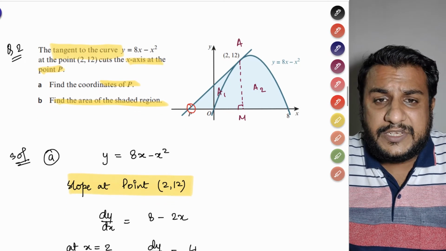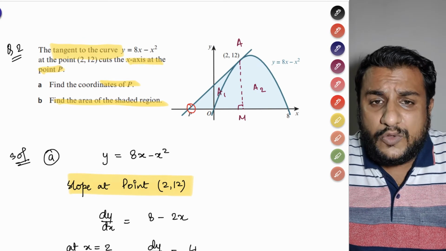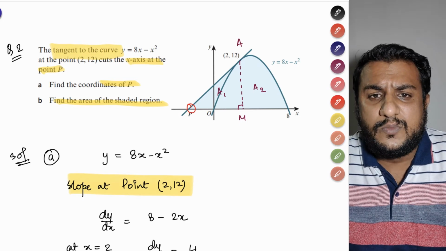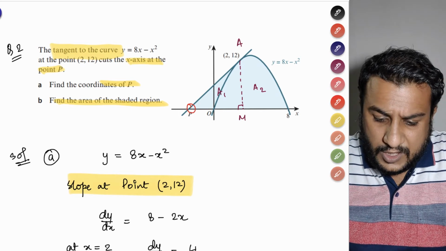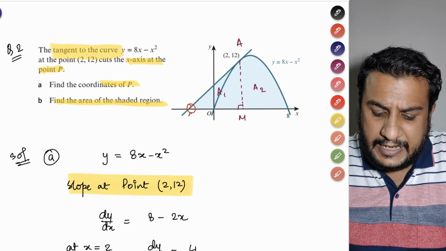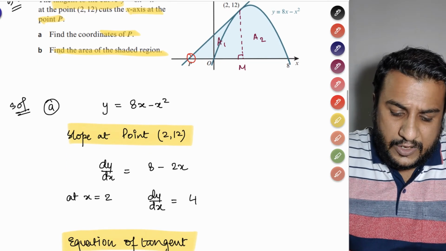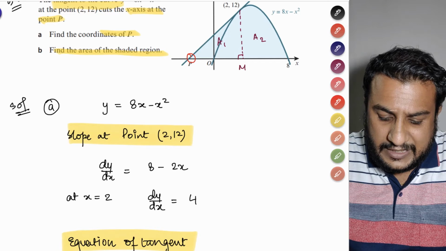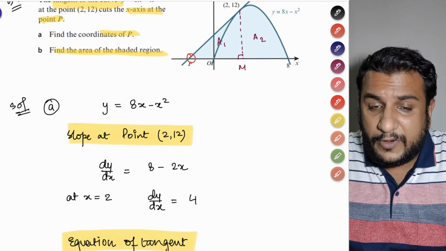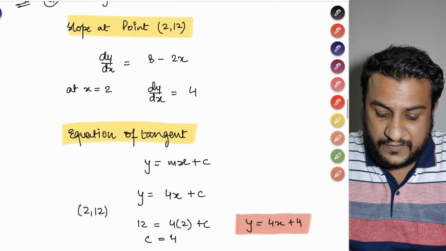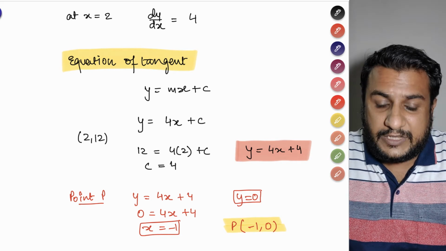Now to find the equation of a line, what do we need? We need a slope and a point. Now how do we get the slope? Instantaneous slope, meaning the slope at a given point, is also known as differentiation at that point. So the curve is already given to us, that is 8x minus x square. So to get the slope at a point, I'll differentiate this. Now if you substitute x equals 2, you will get the slope of the tangent. The slope of the tangent is 4, and you know the point (2, 12). So we can write the equation of the tangent, which gives us y equals 4x plus 4. This is the equation of the tangent.